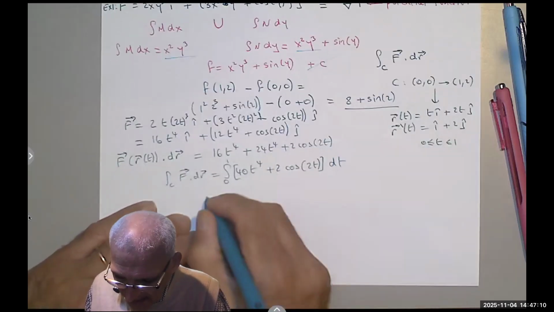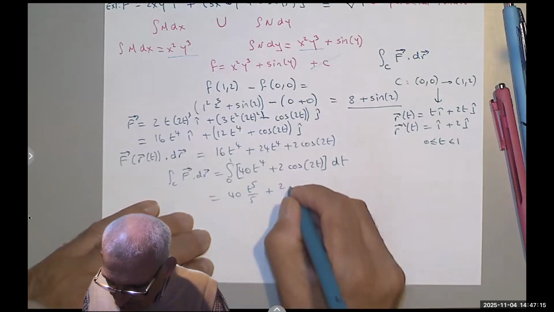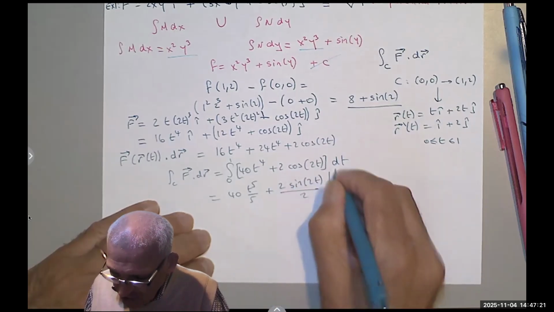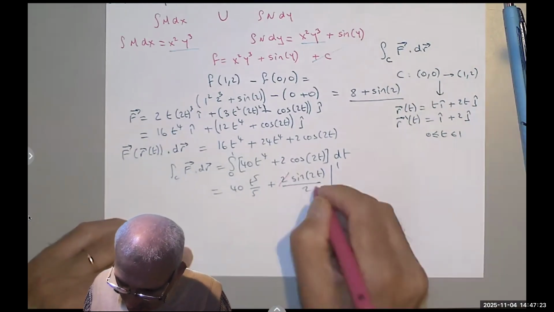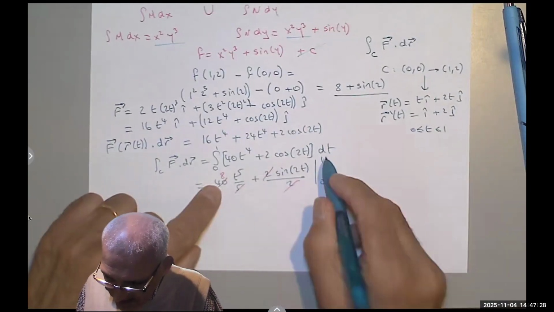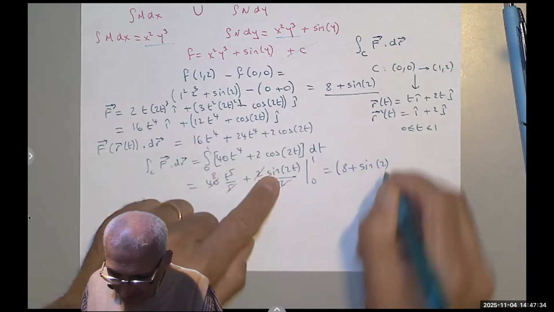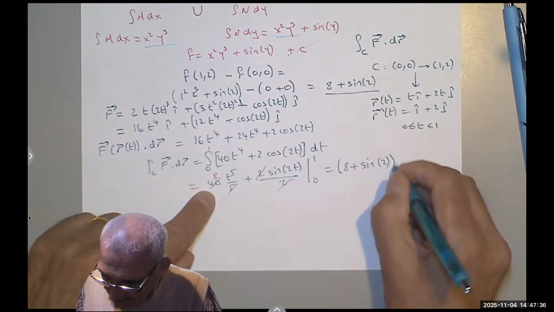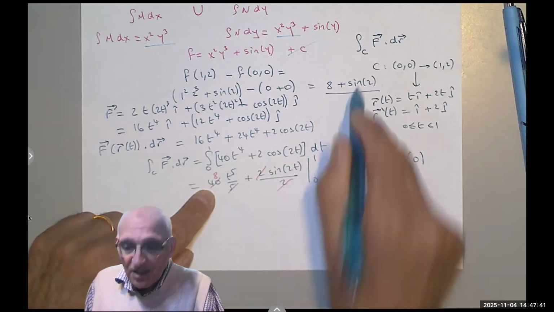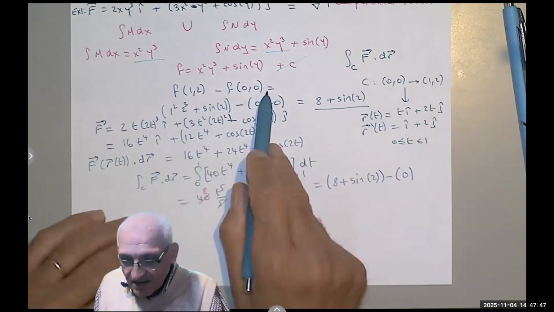dt. I get 40 t to the fifth over 5 plus 2 sine 2t over 2 evaluated from 0 to 1. The 2 and the 2 cancel. 40 over 5 is 8. So you get 8 plus sine of 2 when you evaluate t at 1, minus 0 plus 0. So you get the same answer. But see how many steps you had to take, while here, it's one line.